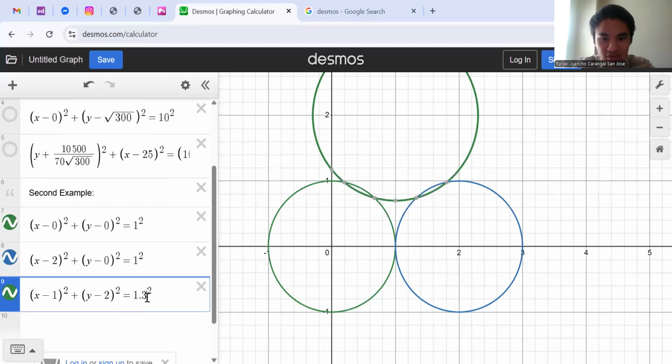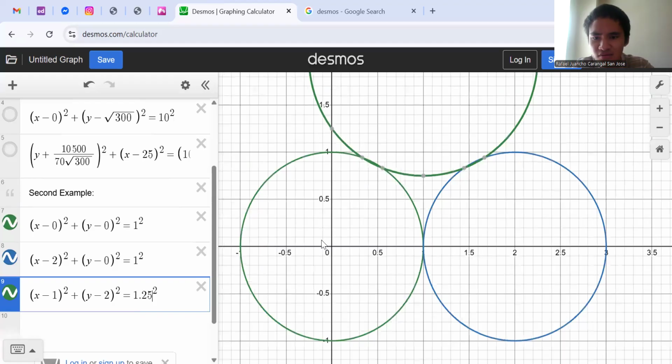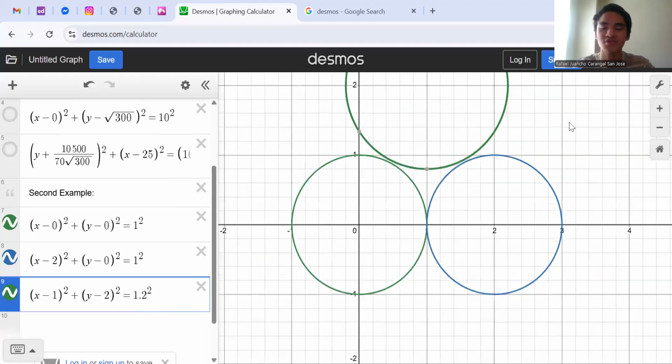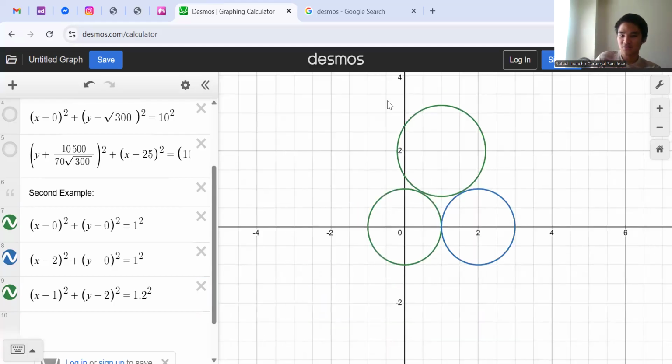1.3. This is so random, too. 1.2. Sure, 1.2. Why not? 1.25. Oh, but this one it overlaps. This one we're sure it doesn't. So can we find a circle that intersects all of them? Okay, this one we're actually gonna try and see if we get it.